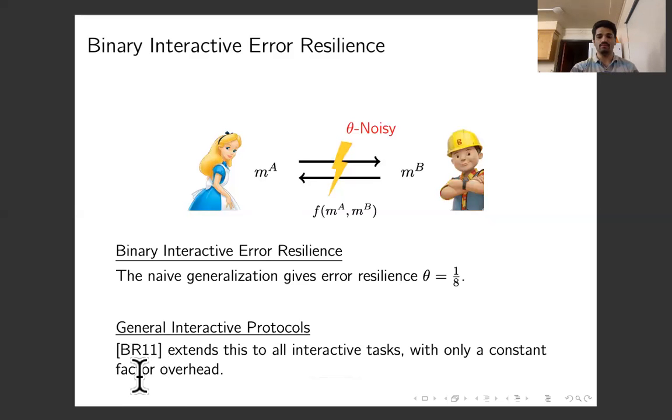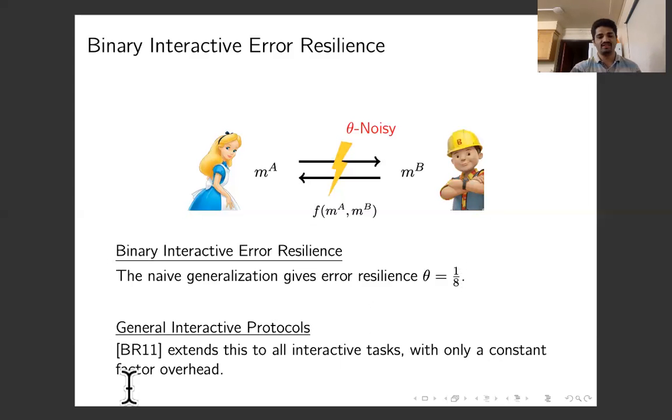BR11 showed that there is an interactive coding scheme, which means that for all functions f, there is a protocol that computes the function f and is resilient to a 1/8 fraction of errors. Moreover, this coding scheme for a function f has length only a constant factor more than the noiseless protocol for the function f. So the overhead of coding to a 1/8 fraction of noise is a constant.